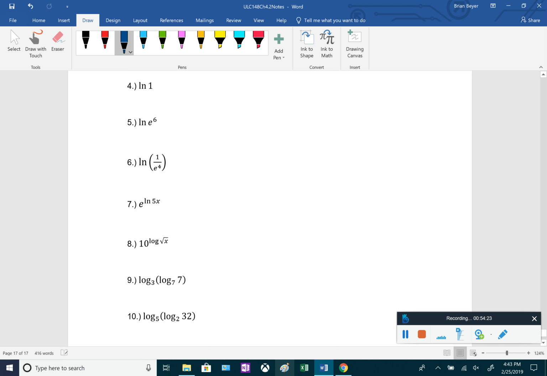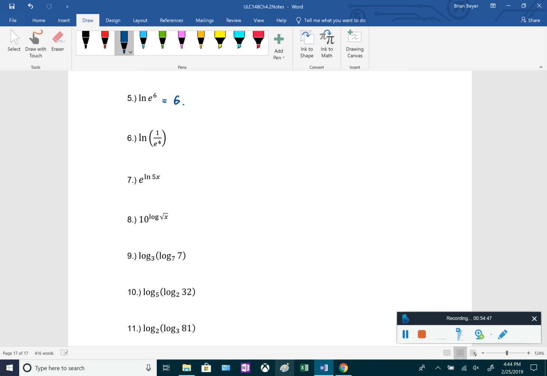Next one, we have ln of 1. So remember, log base anything of 1 equals 0. Next one, we have ln of e to the 6th. So ln is base e. Our input is also base e for the exponential. Inverse property, they cancel, and we get 6.